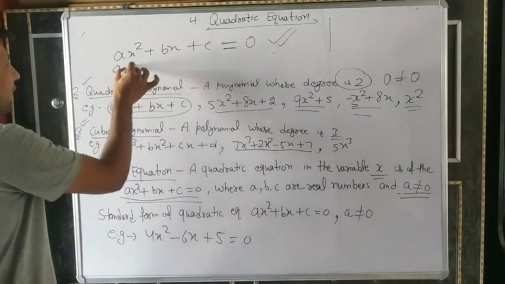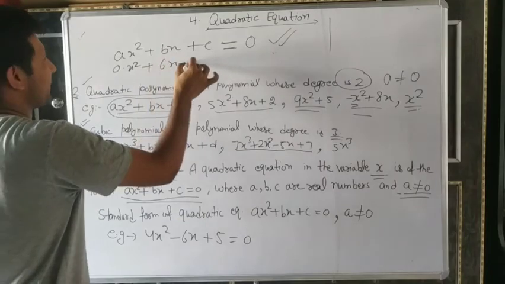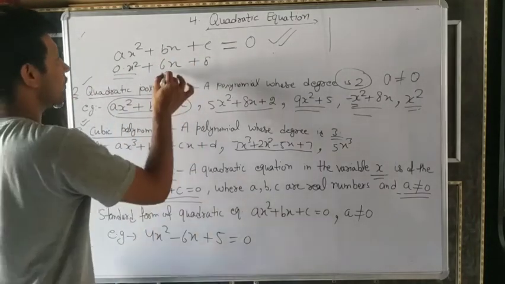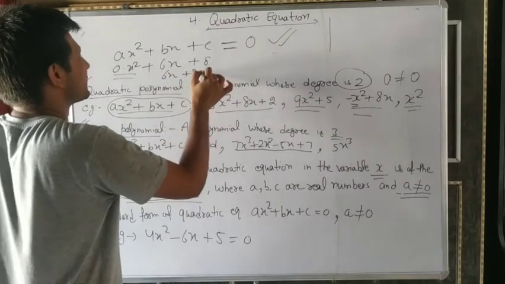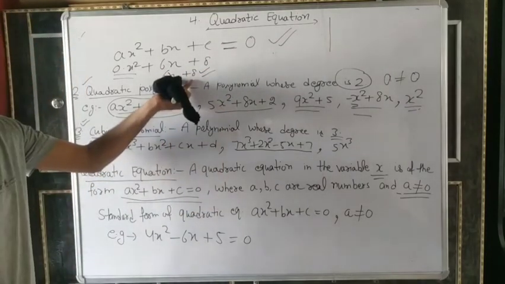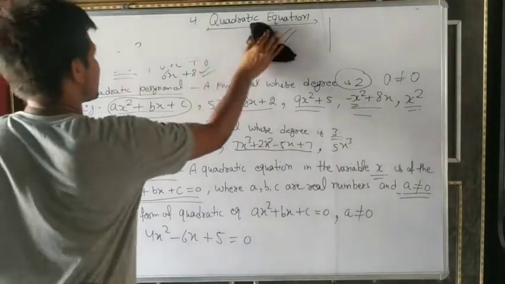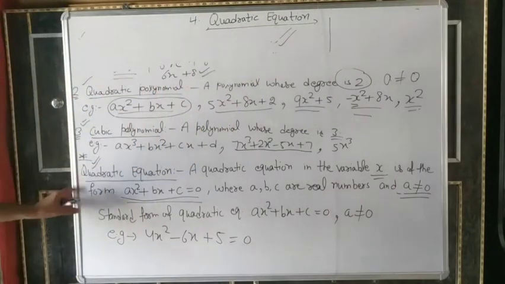0 into x square plus 6x plus 8. 0 into x square, 0 multiplied by any number is 0. So what remains? 6x plus 8. But it is not a quadratic polynomial. It is a linear polynomial. Understand? So you will only note down this one.